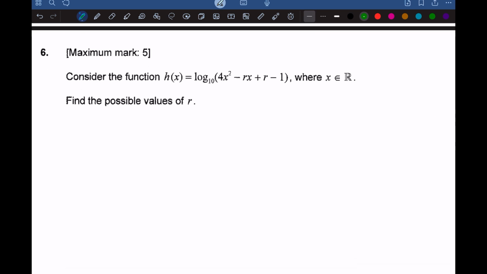Now we have question 6, where we have this function h(x) equals log base 10 of 4x squared minus rx plus r minus 1. We have to find the possible values of r. This is a quadratic inside the log. This thing cannot be equal to 0 or have a negative value, right? If I try to draw this parabola, it would look something like this.